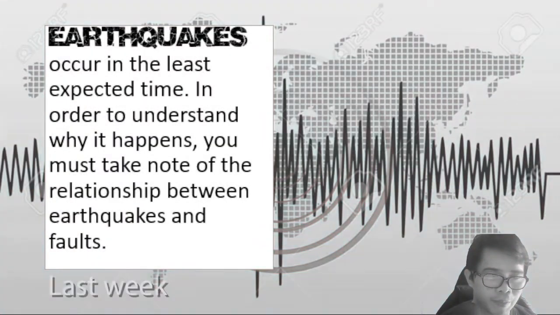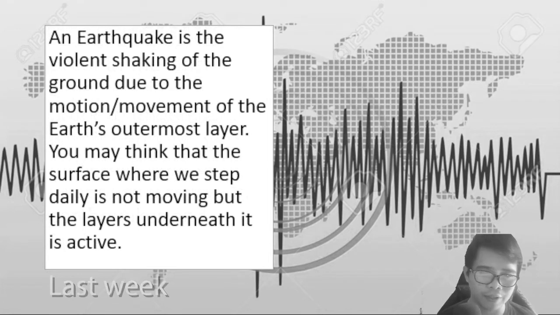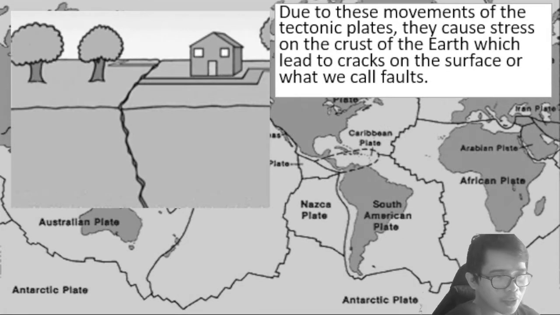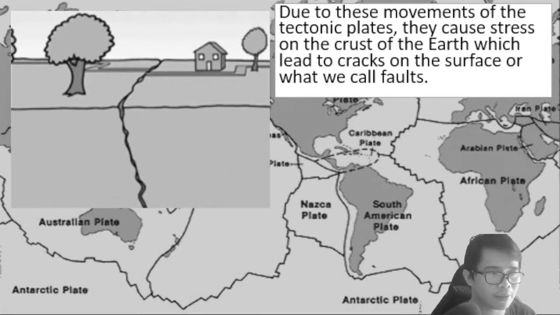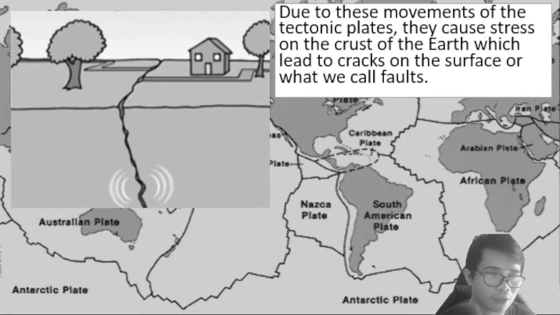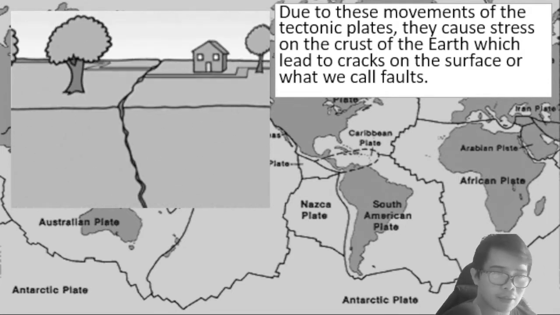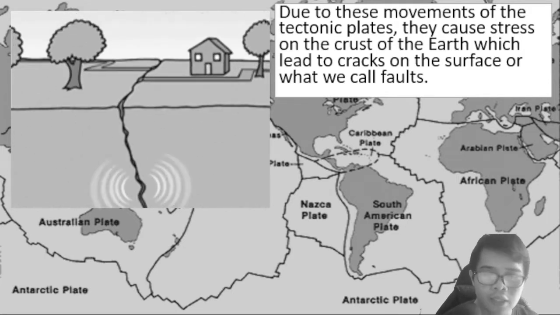Occurs at least expected or in the least expected times. An earthquake is a violent shaking of the ground due to the motion or movement of the Earth's outermost layer. So due to these movements of the tectonic plates, it can cause stress on the crust of the Earth, which leads to cracks on the surface that we call faults.